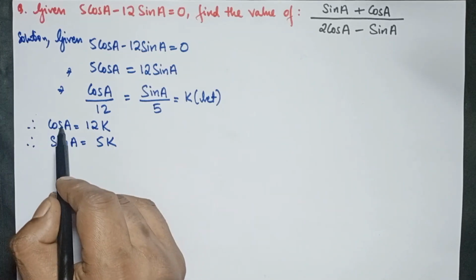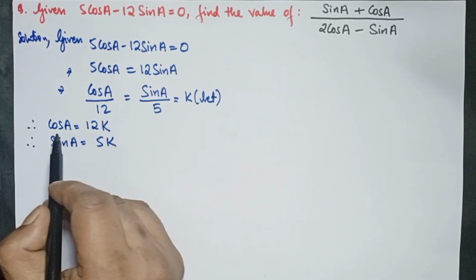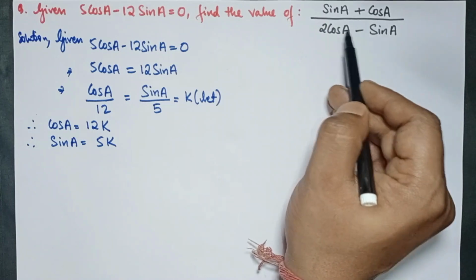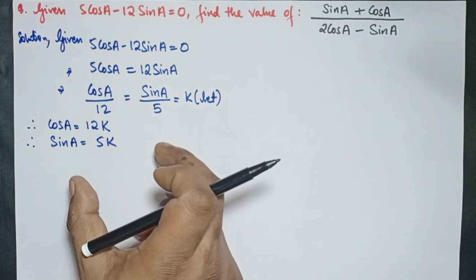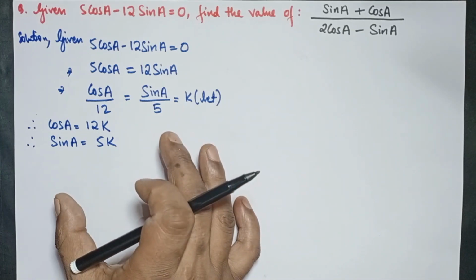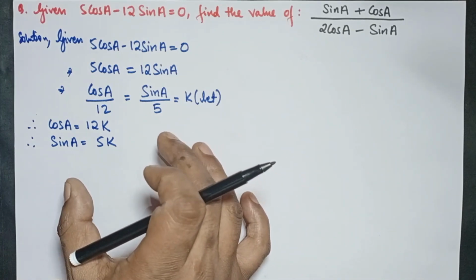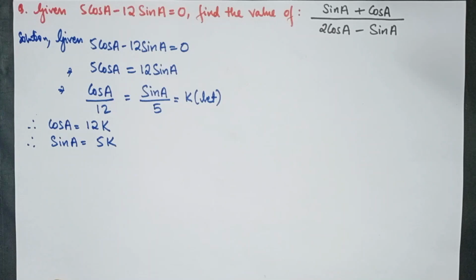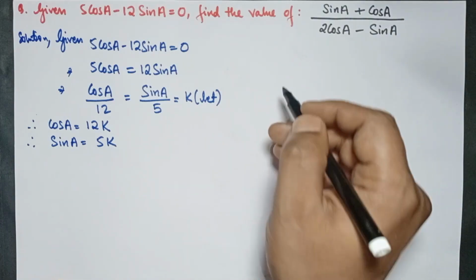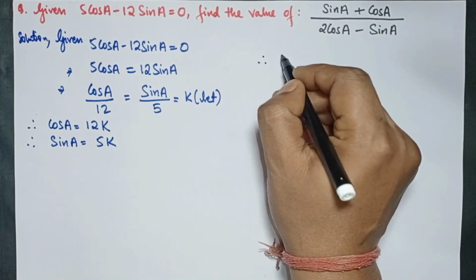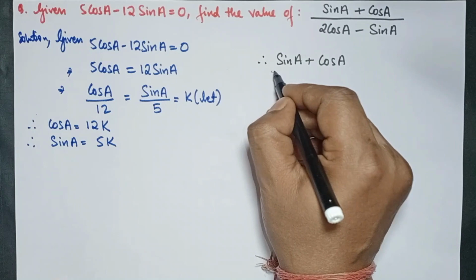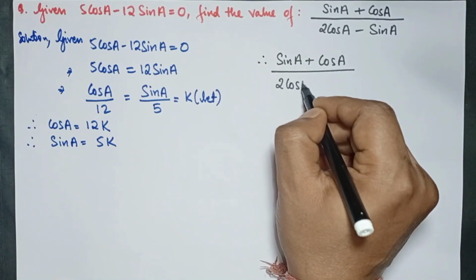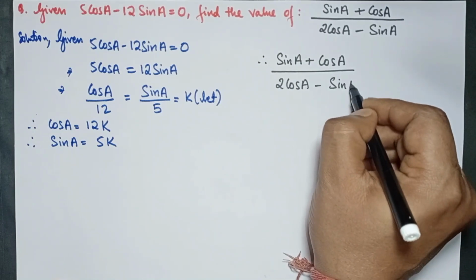So now we got both the values by this method, cos a and sin a. See, we have to put the cos a and sin a value only. Okay, so if this type of question comes, then only you can use this method. Otherwise you will use the previous method only. Okay, so now we have to find the value of this: sin a plus cos a divided by 2 cos a minus sin a.